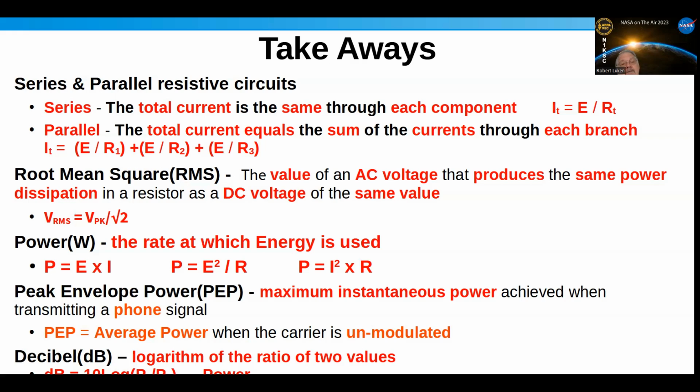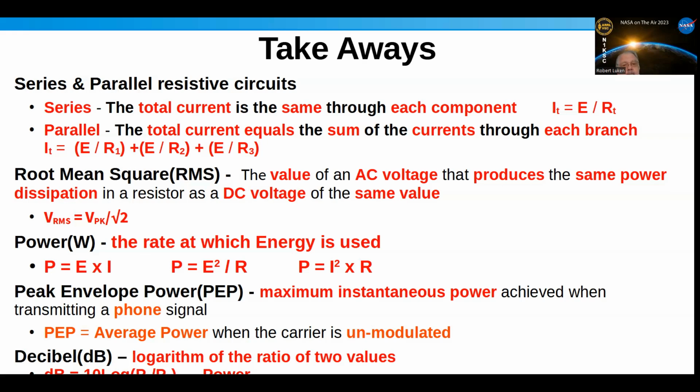Peak envelope power is the maximum instantaneous power when transmitting a phone signal. So it's the peak power in that envelope of the modulated waveform. If it's unmodulated, then you've got a constant carrier waveform, so the average power is the peak envelope power.